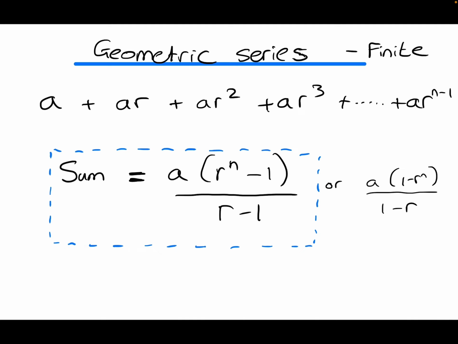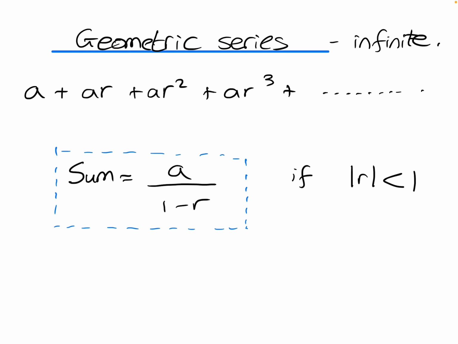If you need a recap on this from our regular A-level maths, I will post a link to the video in the description to this. If we have an infinite series, then the sum is given by the formula a over 1 minus r. You can only find the sum of an infinite series if it is convergent, when the common ratio is less than 1.